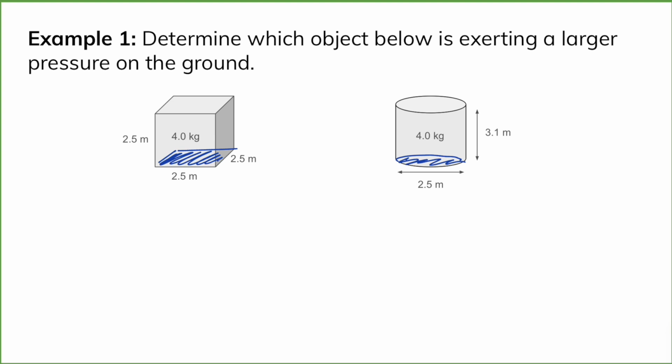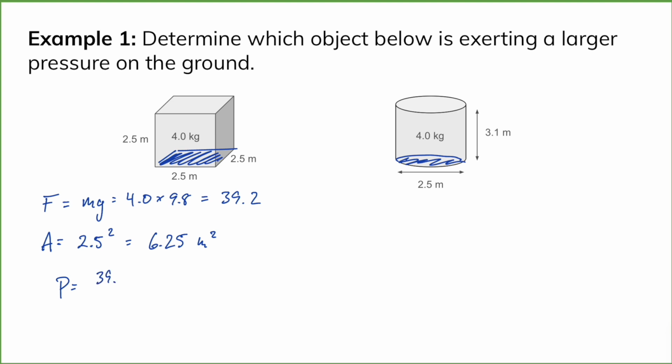So first, let's calculate the force on the ground. Well, the force is going to be the weight of this object. So it's going to be mg. So that's going to be 4 times 9.8, which gives us a force of 39.2 newtons. Next, we want to calculate the surface area. So we do 2.5 meters squared, and that gives us 6.25 meters squared. And so the pressure is going to be 39.2 over 6.25, which equals 6.272 pascals.